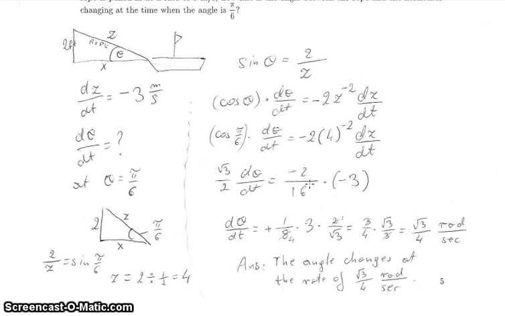So you simplify 2 and 16, you get 1 over 8, negative times negative gives you positive, and you multiply both sides by 2 over root 3 to get rid of this number here. So you get 3 over 4 times 1 over root 3, you rationalize the denominator, and you simplify the 3's, and you have root 3 over 4. The units are radians per second. So the angle changes at the rate of root 3 over 4 radians per second.